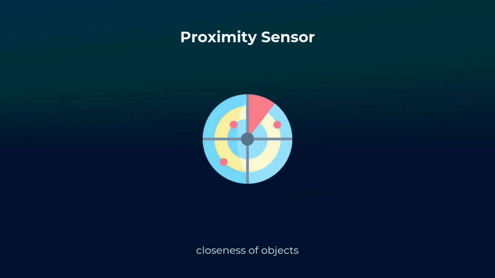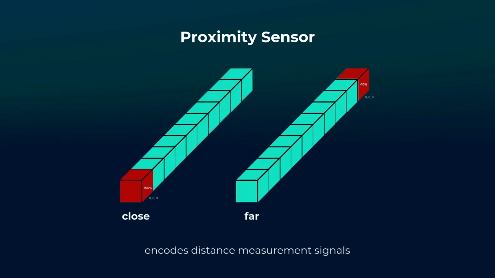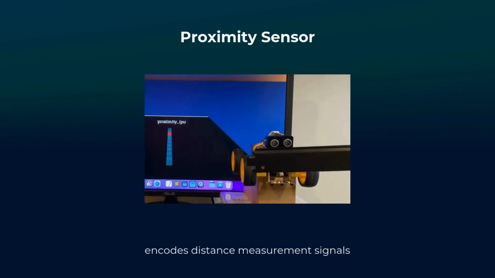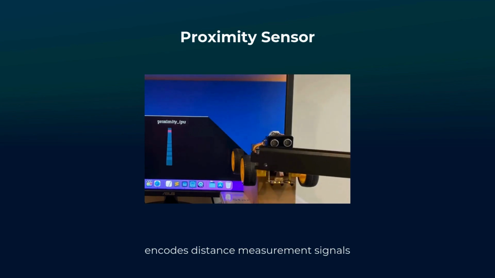The proximity sensor has default dimensions of 1 by 1 by 10, with each block representing a number on an incremental scale of 0 to 9. The proximity sensor is responsible for encoding distance measurement signals. 0 indicates the object is very close, while 9 indicates that the object is very far away. In this physical robot embodiment, as we move the object farther and closer away, you can see the cortical area activation move back and forth along that cortical area.